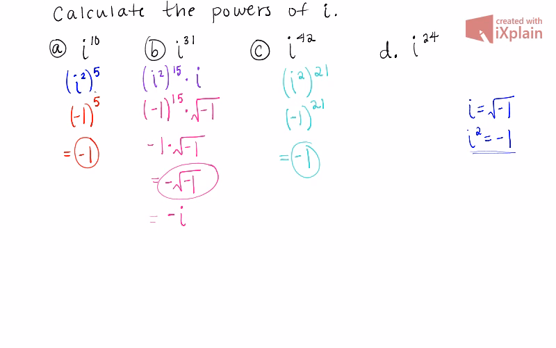Lastly, we have i squared to the 24th. So I know that i squared goes into 24 12 times. I'm going to once again use my fact that i squared is equal to -1. So -1 to the 12th power is equal to +1.